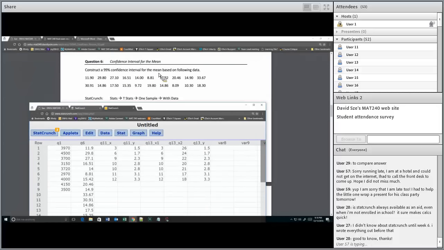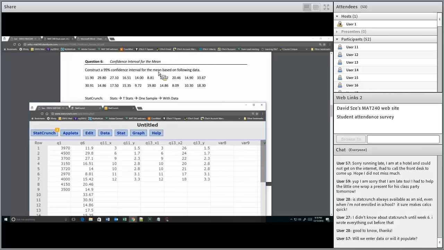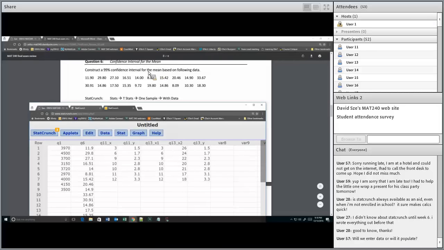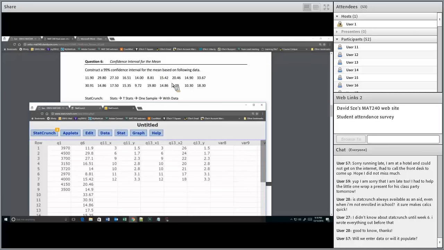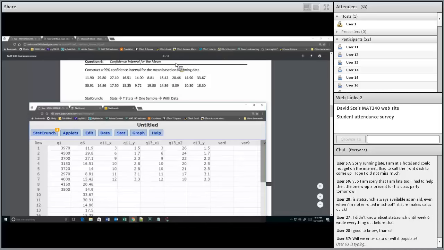Well, remember I had said, this was week 3, that whenever you are interested in the mean, you're going to open the data just as I have been. The data will be given to you, so you're going to open it in StatCrunch just like you've been opening the data in your homework assignments. All the data will be given to you in the problem. I entered this because I created these problems, so I had to manually enter them.